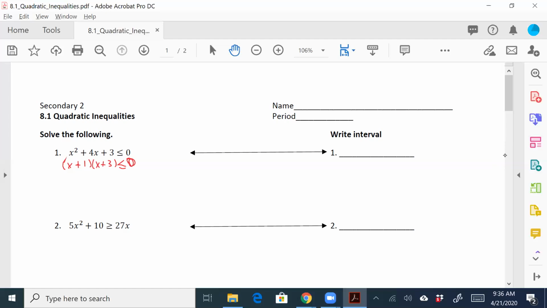So x plus 1, what makes that 0? You can set it equal to 0 and solve for x, but this is a pretty simple factor. So I just say, well, what number would I put in for x that when added to 1 is 0? So this would be x equals -1. And likewise with x plus 3, this would be x equals -3. So then the next step would be to graph these on a number line.